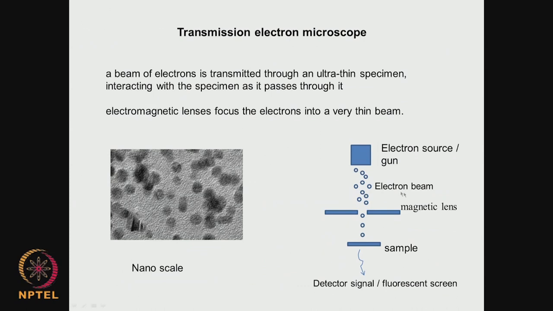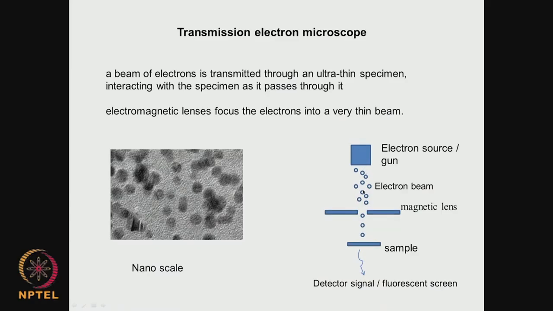in a transmission electron microscope the signal gets transmitted through the sample, so we detect it on the other side. So obviously in a transmission electron microscope, if you want to perform some studies, the sample thickness should be very minimal because the signals have to pass through the sample. So here a beam of electrons is transmitted through an ultra thin specimen. These electrons interact with the specimen, and that gives you some signals which are detected on this side. Otherwise this portion is almost the same as the scanning electron microscope.